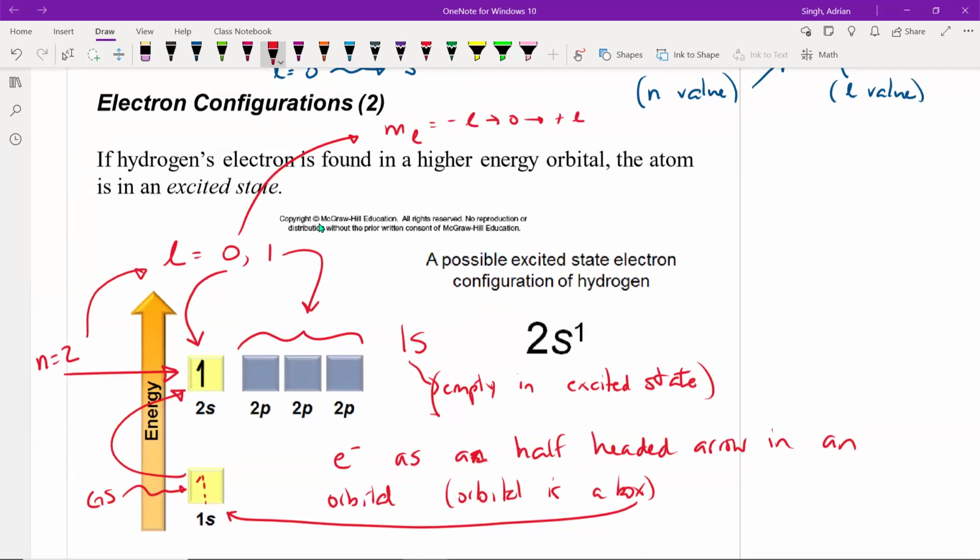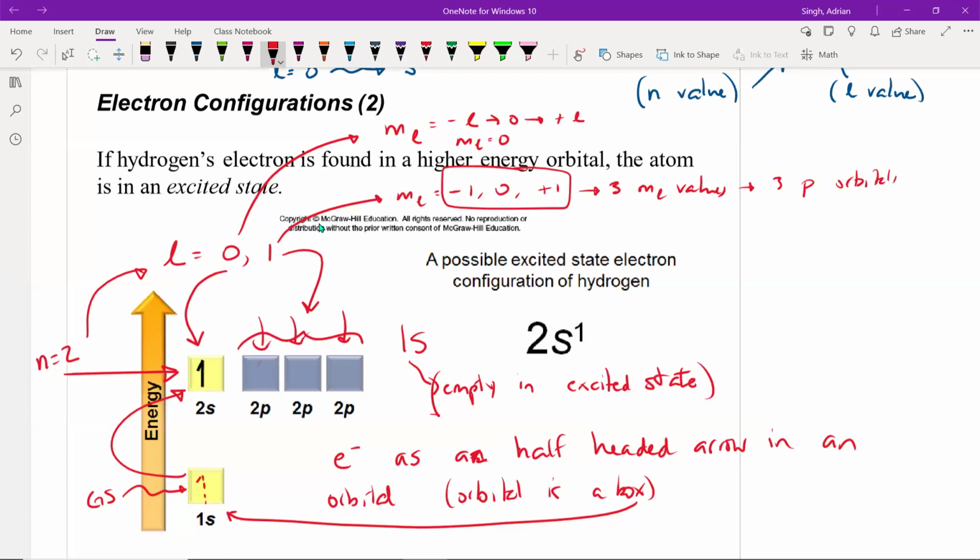So if L is equal to 0, then our m sub L only has one value, which is 0, because negative 0 is the same as 0. For L equals 1, we have our m sub L values of negative 1 through 0 to positive 1. So we have 3 of these m sub L values, and these correspond to the 3 p orbitals. We have 3 of them, and there they are, our first, second, and third. In the case of the hydrogen atom, all of these orbitals, the 2s and all of the 3 2p's, are all equivalent in energy.